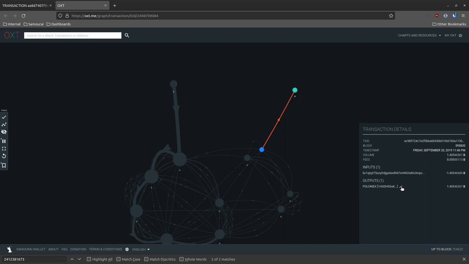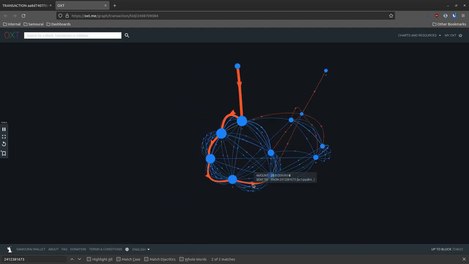Poloniex has KYC information, so all they have to do is look in their records and can provide identity information to law enforcement or anyone who's asking. So that's how this happened. It all happened because of the address reuse on unmixed and postmix change.